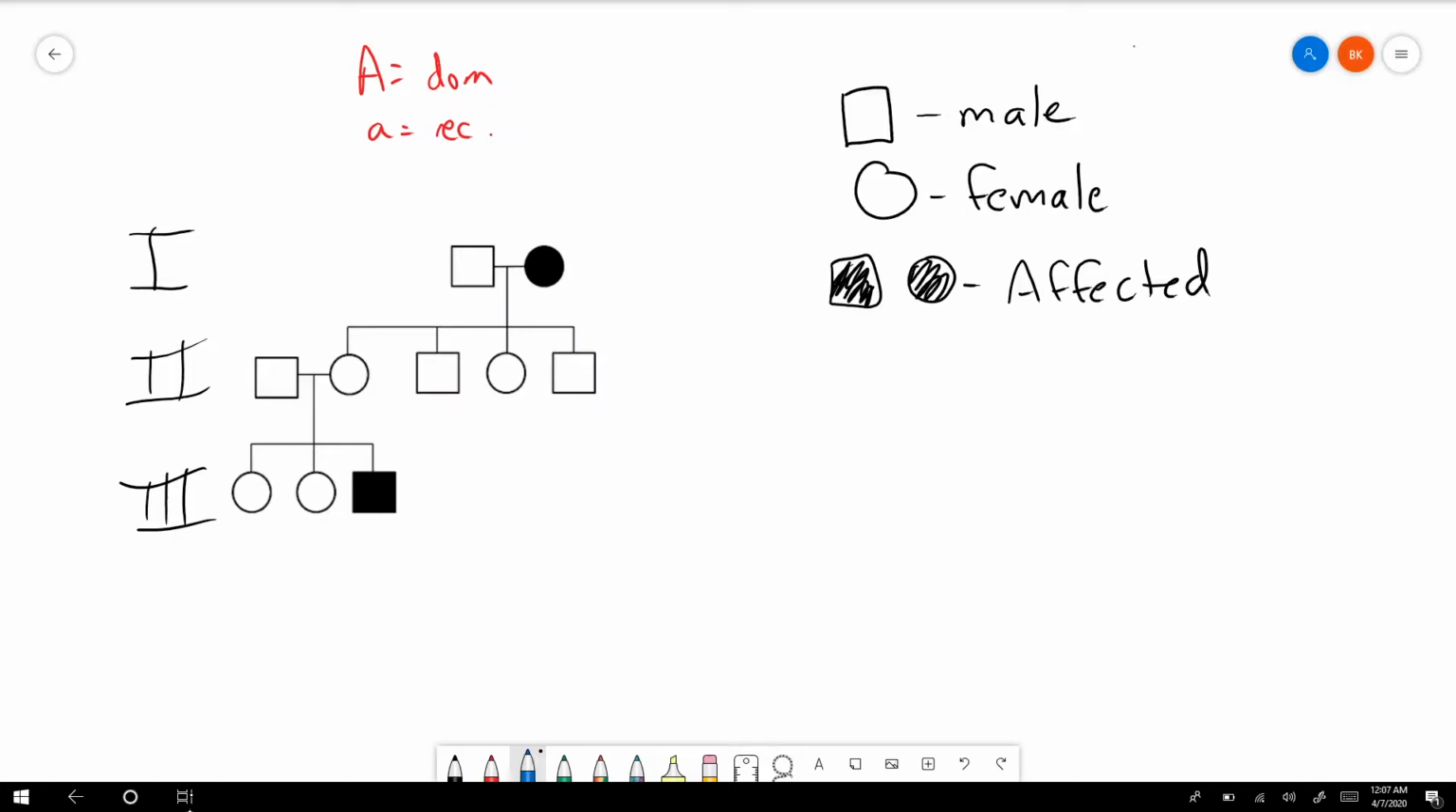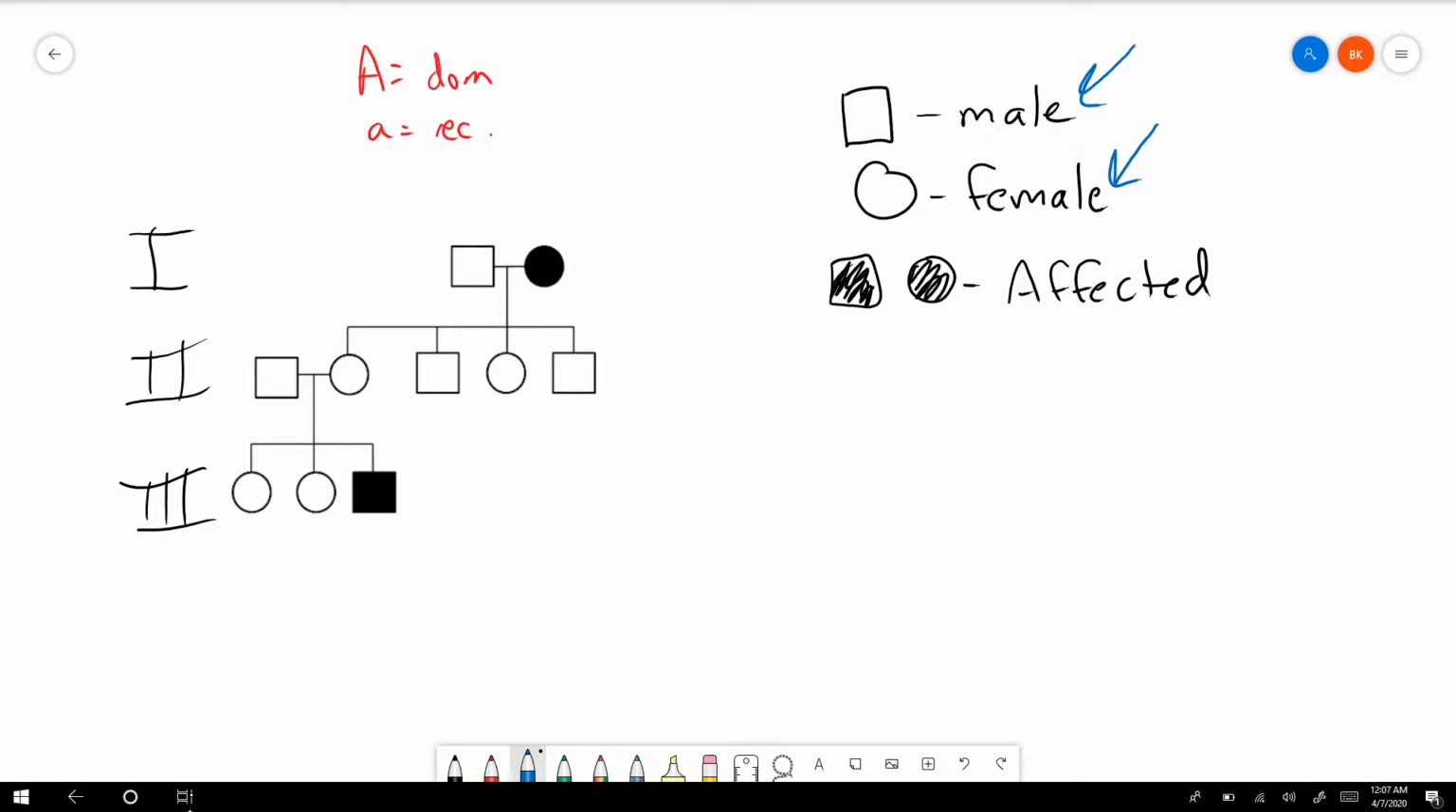As you can see from the key here, the males are always going to be represented by squares and females by circles. And if they are affected by the trait that we're studying, so their phenotype, if they have the trait we're studying, their symbol gets filled in. Okay, and if they don't have the trait, then it's not filled in.